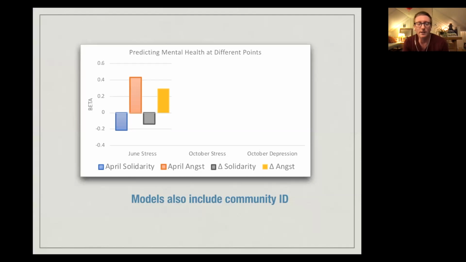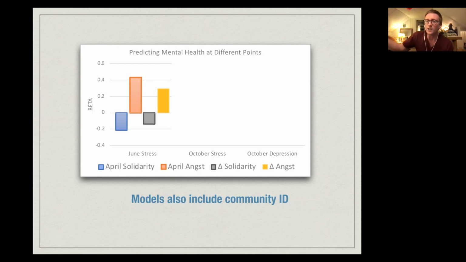So these models include not just solidarity measured early in the pandemic and angst measured early in the pandemic, but change in those variables over time. So we start with the dependent variable being stress in June. The first two bars here are what I've already shown you, which is that solidarity in April predicts less stress in June. Angst in April predicts more stress in June. But the next two bars are the change predictors. So change in solidarity from April to June and change in angst from April to June.